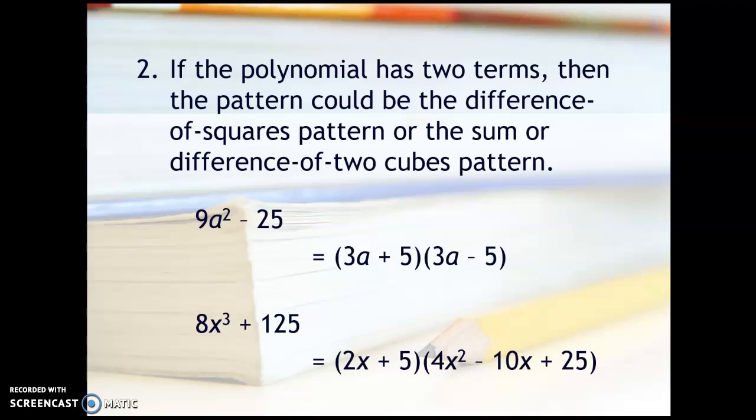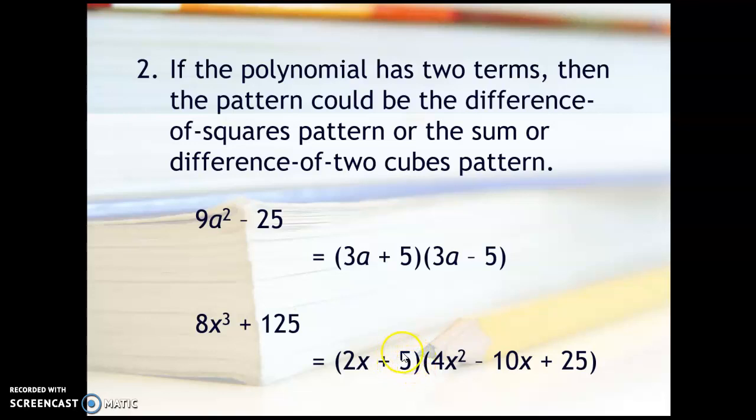Once again, on this last one, the sum and difference of cubes are the trickier ones. You've got to find the binomial factor first by cube rooting each term, and then take that binomial factor, and to get the trinomial, you take the first term of the binomial, 2x in this case, and you square it. 2x times 2x is 4x squared.